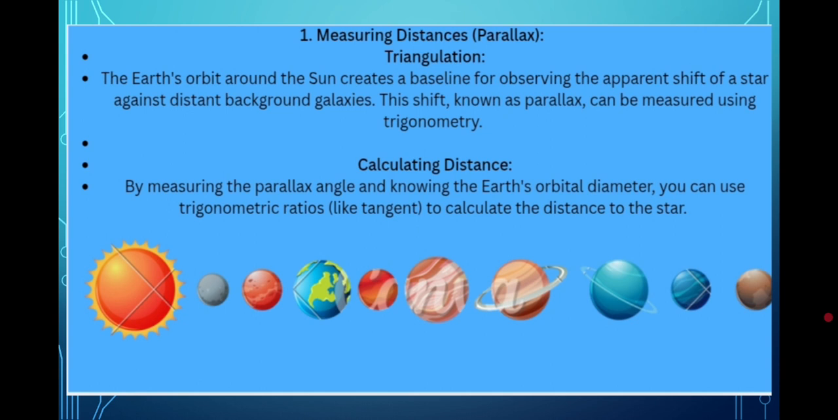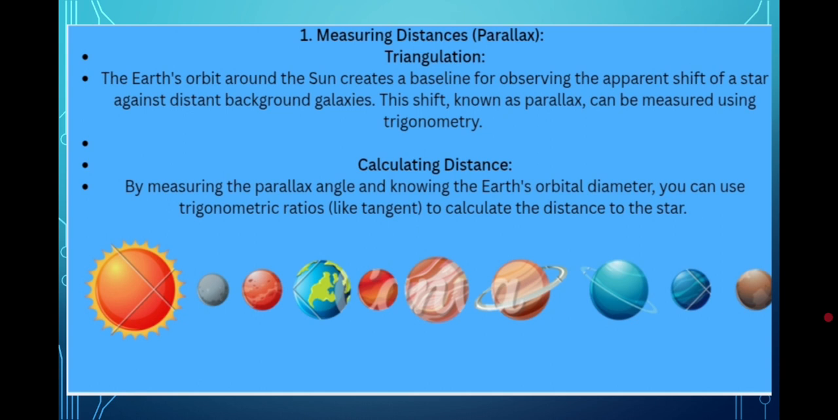It is used for measuring distance, considering the displacement from one place to another as the angle and position change. For this, to measure the angle and the distance, we use trigonometry. Second, we calculate distance by measuring the parallax angles and knowing the Earth's orbital diameter. You can use trigonometric ratios to calculate the distance to the star.